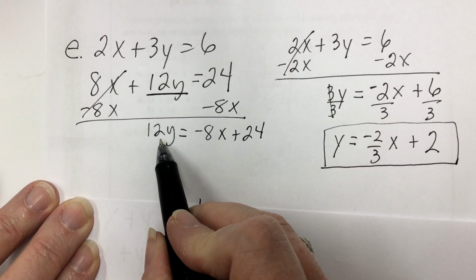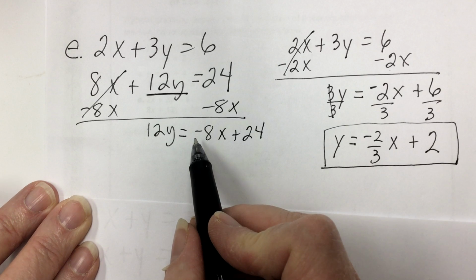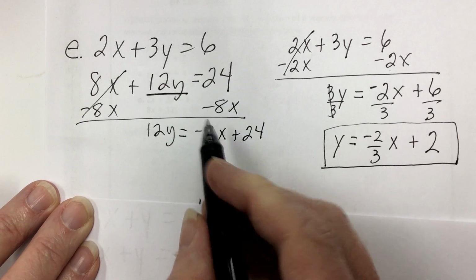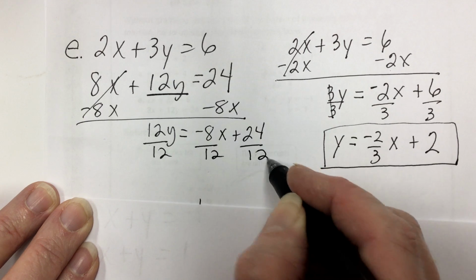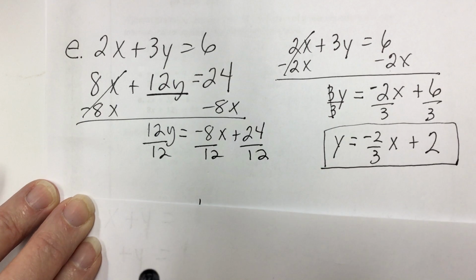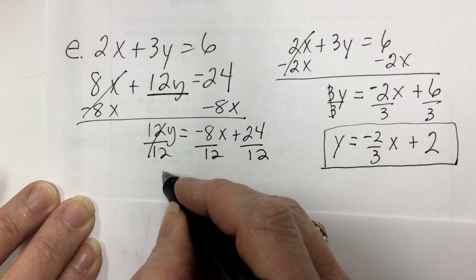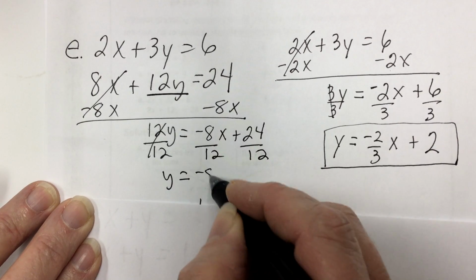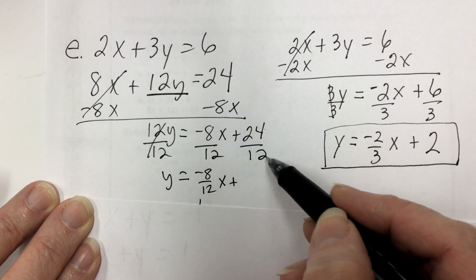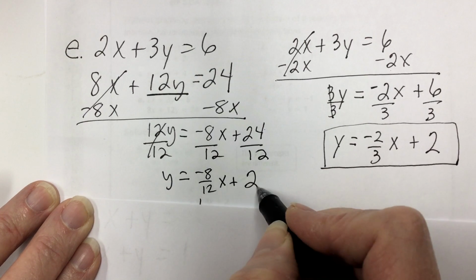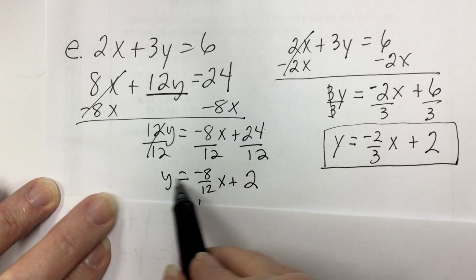Again, you want the y in front of the equal sign, the x directly after the equal sign. Now let's divide everything through by 12. If you divide everything through by 12, you end up with y equals negative 8/12 x plus, what is 24 divided by 12? That would be 2.